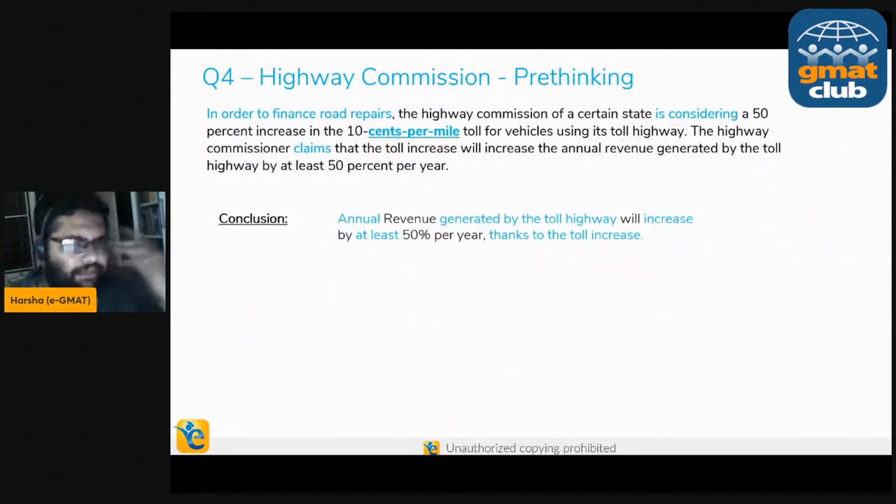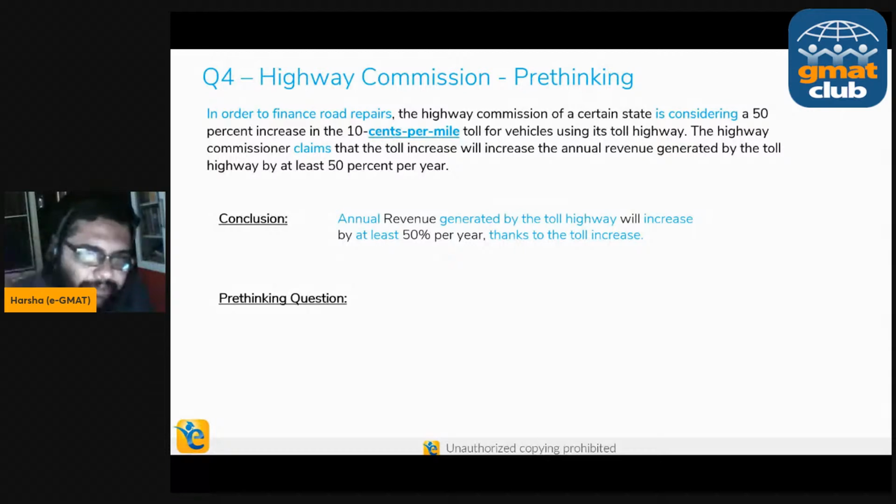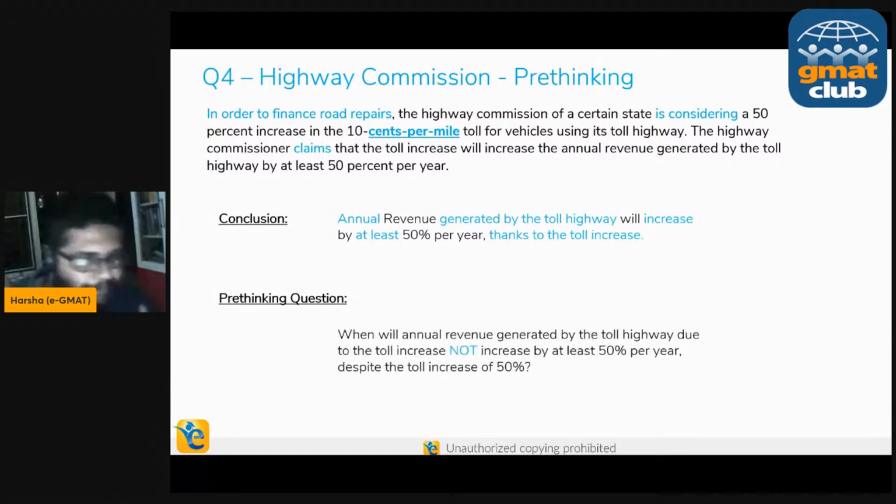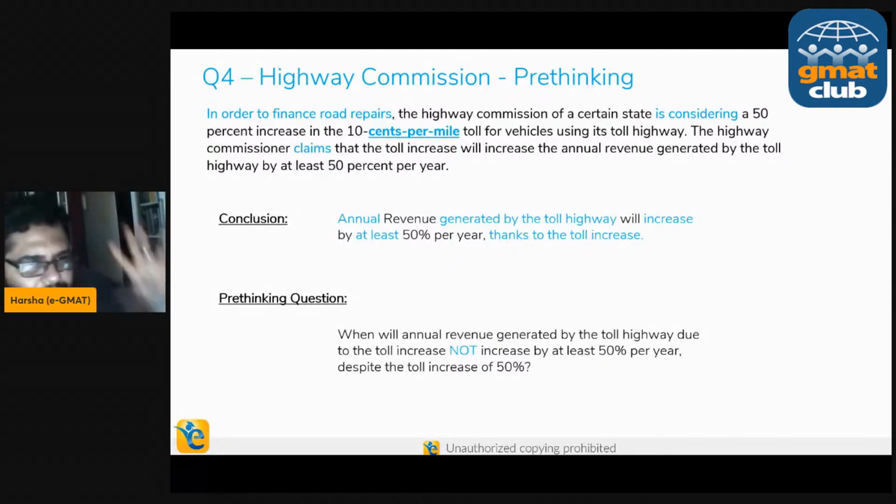Now let's move to the next piece, figuring out exactly what is happening here at a nuanced level. The conclusion is that the annual revenue generated by this toll highway, thanks to this 50% increase in the toll rate, is going to increase by at least 50%. What is the pre-thinking question here? At this point, you should be pros if you have followed what we have been doing all this while. Very simple. When will my annual revenue, which is generated by this toll highway thanks to this toll increase, not increase by 50% or more? It could increase by 40%, but it's not going to increase by greater than or equal to 50%, despite the toll rate increase of 50%.